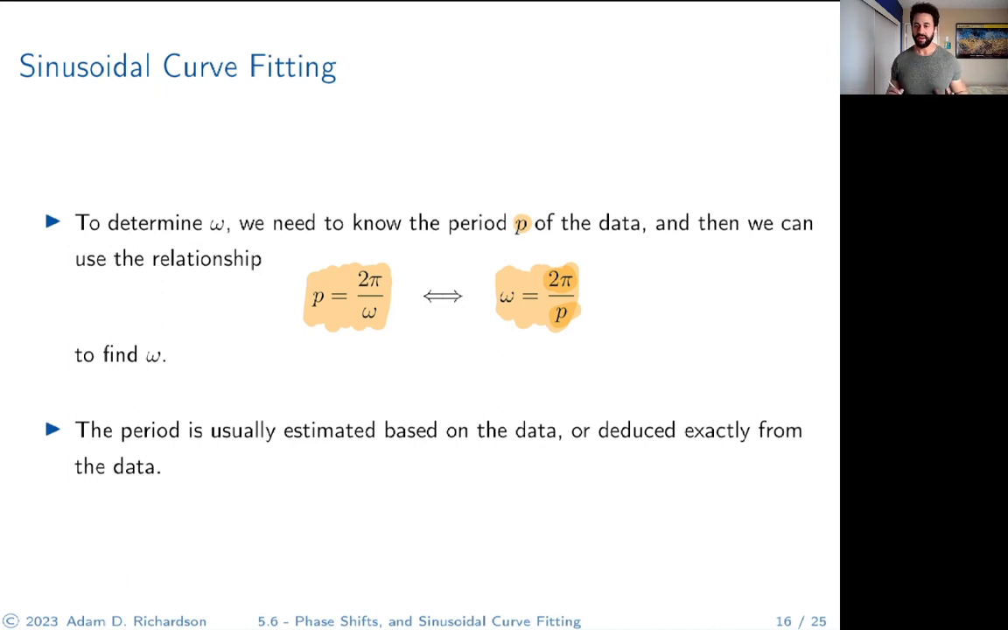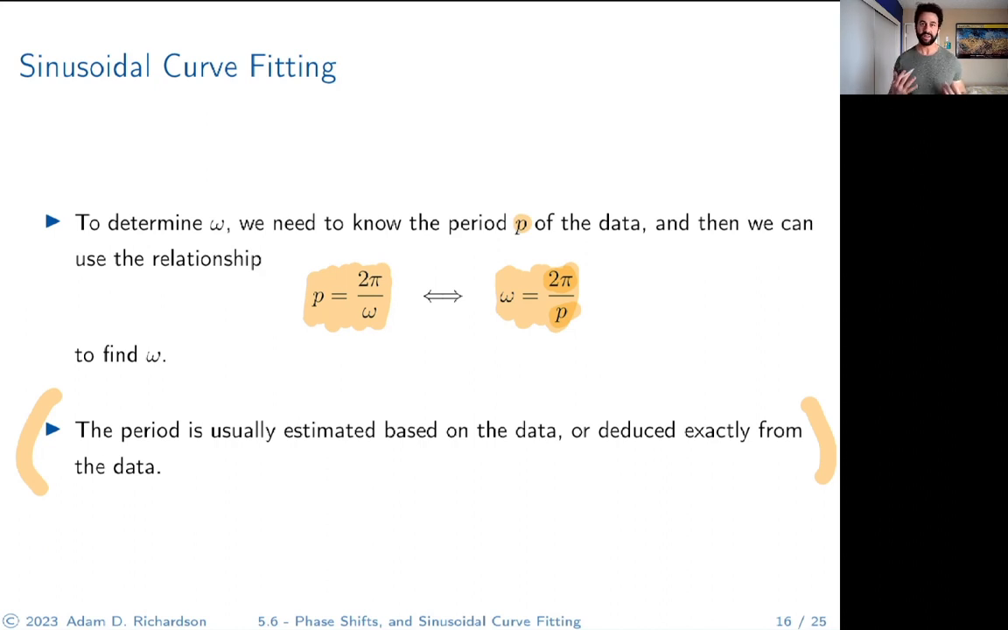All right. One thing I'll say is this last note here. Generally speaking, the period is usually estimated based on the data, or it's deduced exactly from the data. So one thing to think about is if your data does not seem periodic at all, then a sine curve is probably not a good curve to use to approximate it.